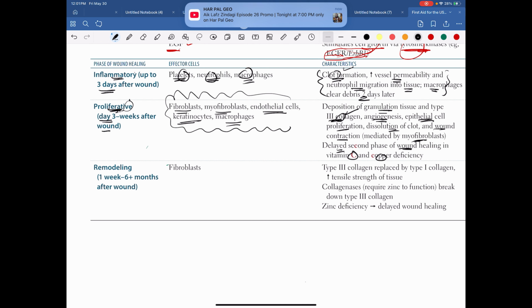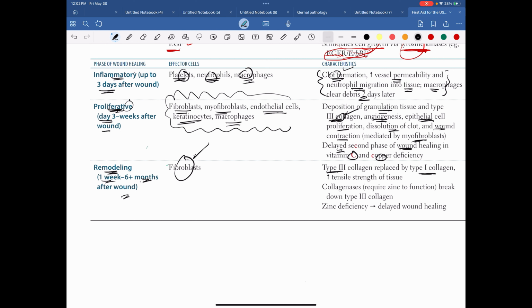Then after that we have the remodeling. Basically remodeling is the last phase of wound healing, and it starts between 1 week and 6 weeks and continues for months after the wound. The important cells which are going to participate in remodeling are the fibroblasts. And I already mentioned type 3 collagen is going to be replaced with type 1 collagen with the help of collagenase. You guys have to remember type 1 collagen increases the strength of tissue because it is more tensile, and the collagenase enzyme which replaces the type 3 collagen requires zinc.